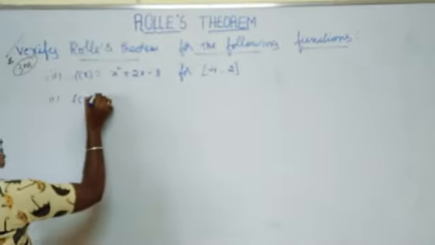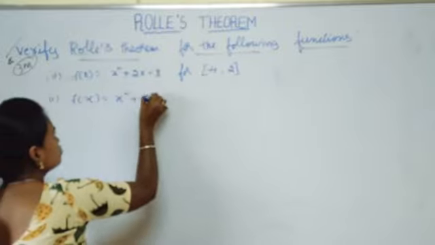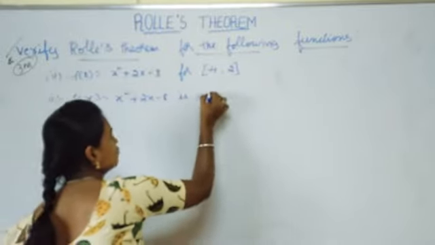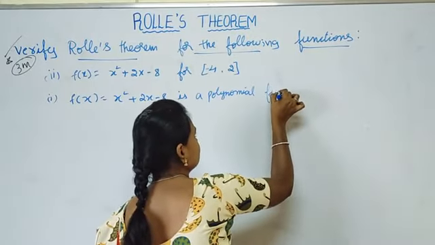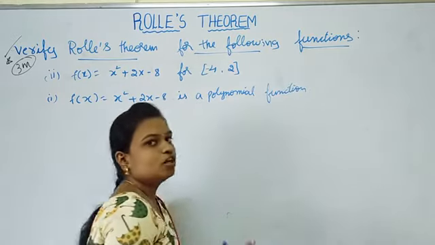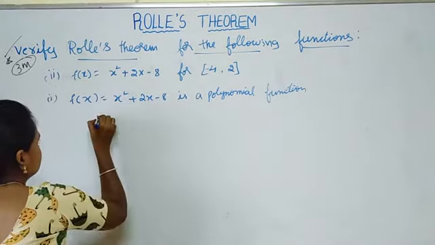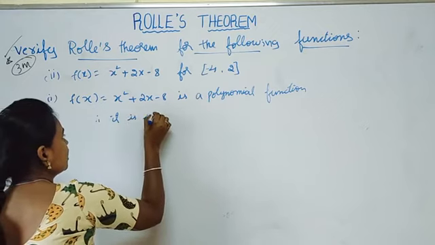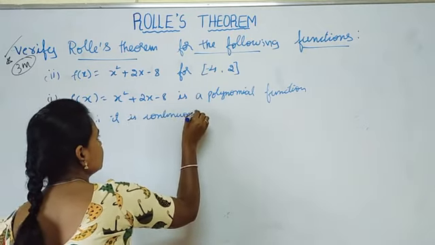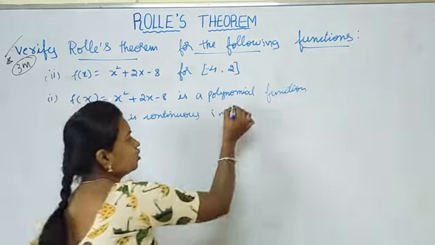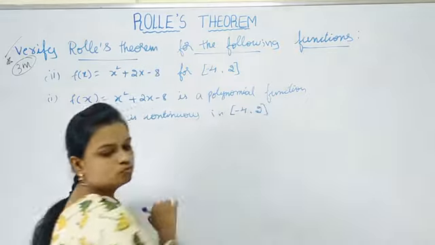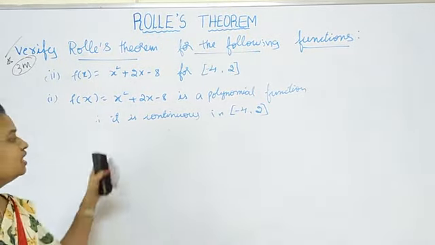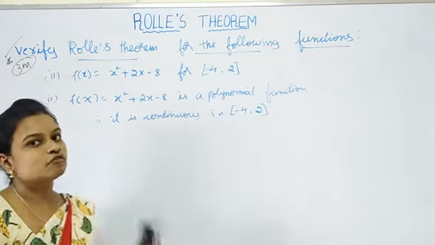So what is the first condition? f of x is equal to x square plus 2x minus 8. This is also a polynomial function, right? We know that every polynomial function is continuous. Therefore, it is continuous in what? In closed interval. Here, what is the interval? -4, 2. Since it is a polynomial, it is continuous in closed interval -4, 2.